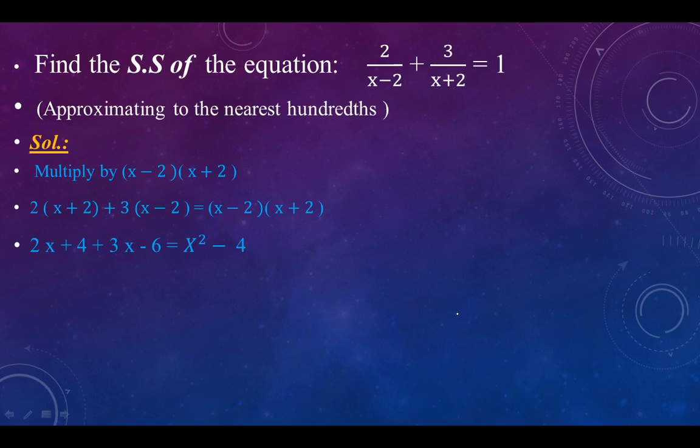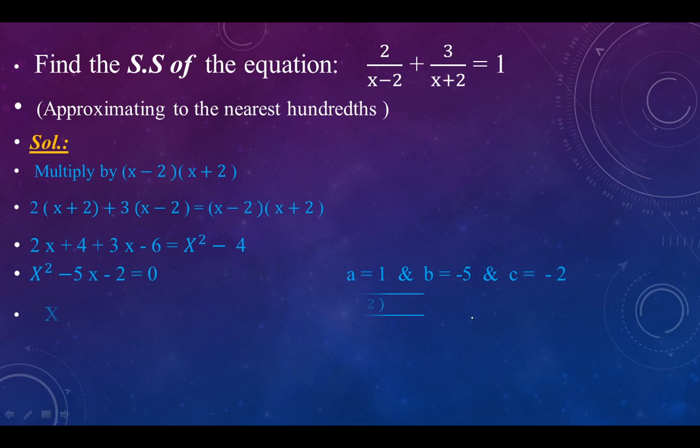Now we are going to collect like terms. Here we have 2x plus 3x, which equals 5x, and 4 minus 6 equals negative 2. All these terms will go to the other side: x power 2 minus 5x, and negative 2 will go to the other side and become positive 2. Negative 4 plus 2 equals negative 2. All of this equals 0. Here you have a equals 1, b equals negative 5, and c equals negative 2.